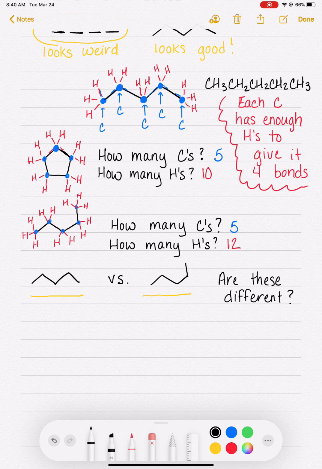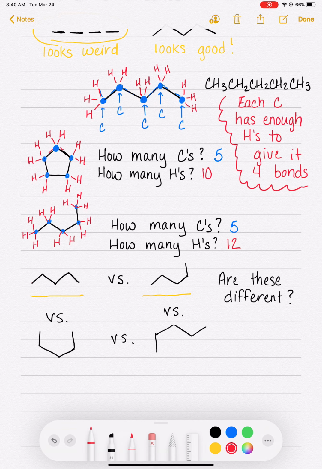Or let's even add another one in there. Let's draw it this way. It's kind of an ugly drawing. Or let's see if we can come up with another way. Are these four structures different, or are they the same? If you're being asked a question, are they different or are they the same?